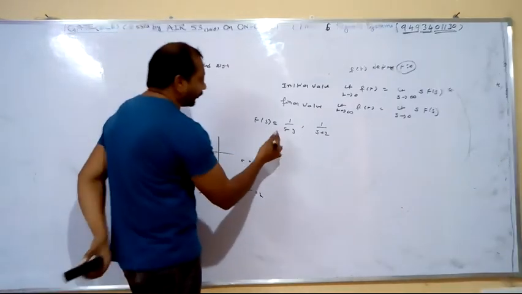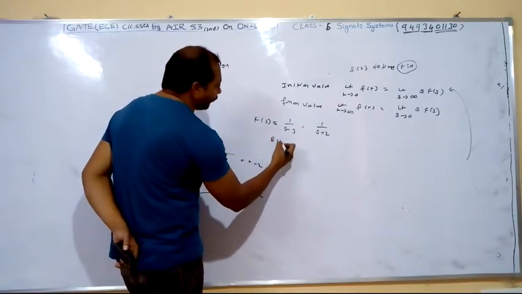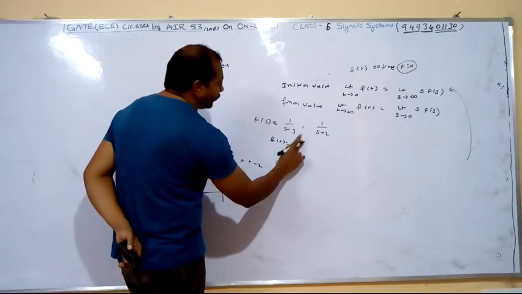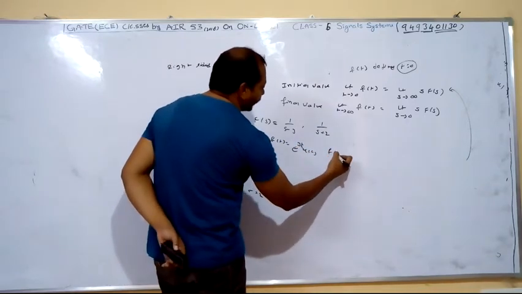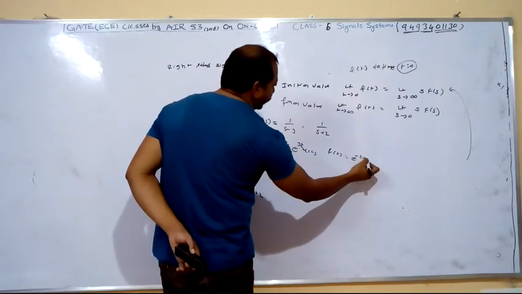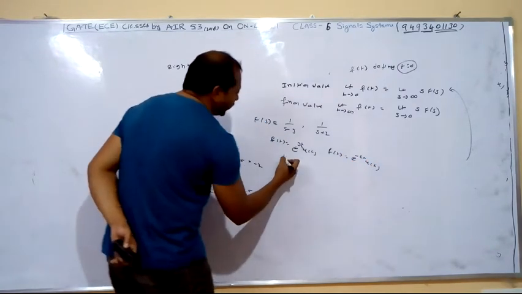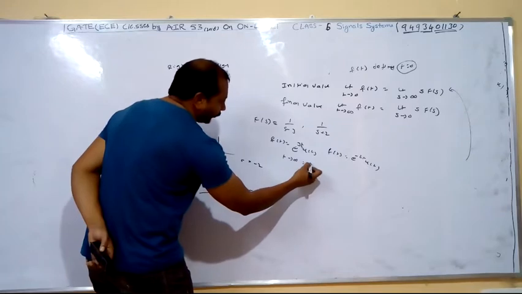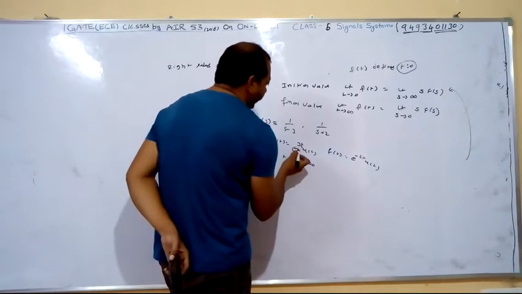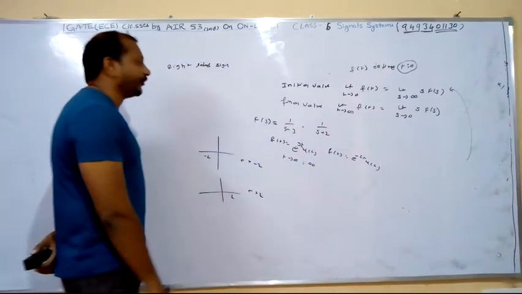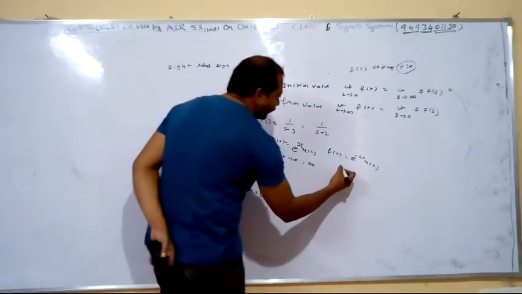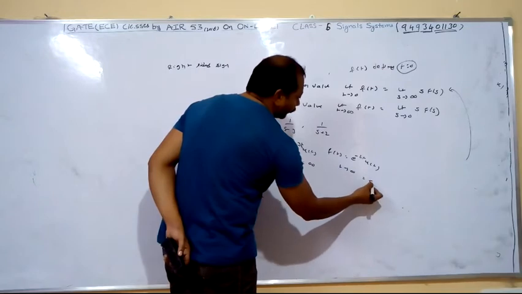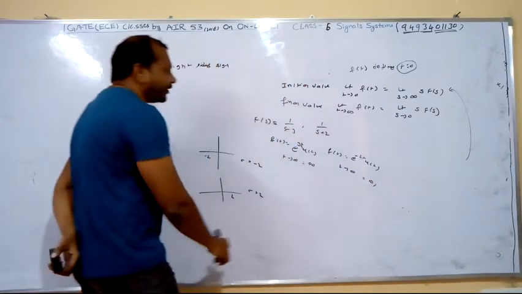Now, from this, the corresponding f of t can be represented simply as e to the power 3t u of t. The other f of t is e to the power -2t u of t. As t tends to infinity, the first value is going to be infinity, so we cannot say the system is a stable system. For the second, as t tends to infinity, the value becomes 0, and you can say the system is stable.